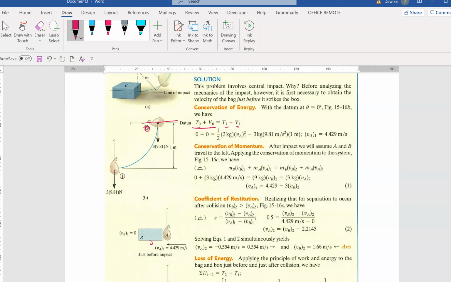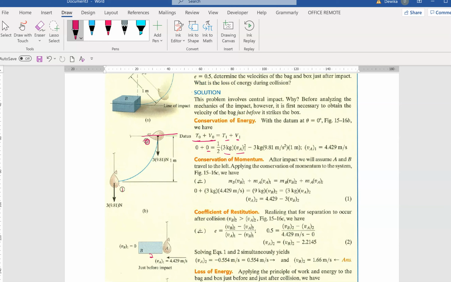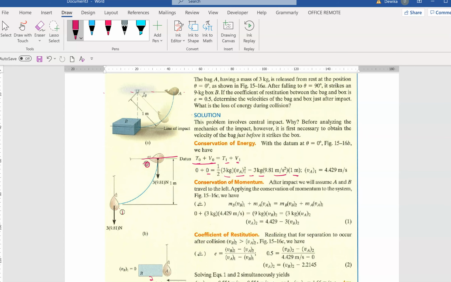So we have the conservation of energy formula, T naught plus V naught. What is T? Your kinetic. Your V will be all the forces, but in this case it is only mgh. Since the datum is high up there, mgh is actually 0. So we have half mv square minus mgh. What's the height that it travels? 1 meter, because you see from here, it drops a vertical height of 1 meter. That's why it's being multiplied by 1. So we have 4.429 as the velocity of A initially.